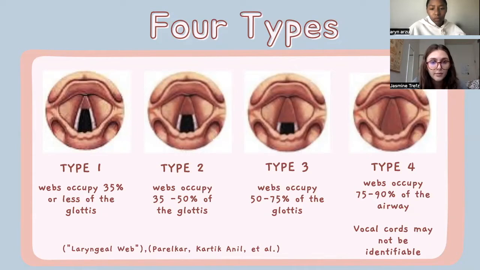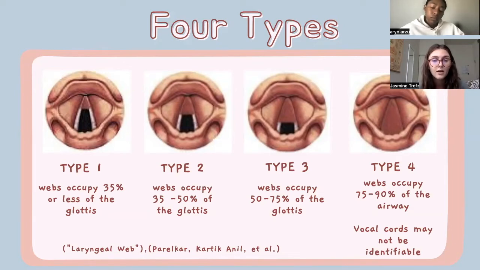Moving on to a type 3 laryngeal case. These webs involve 50 to 75% of the glottis, and these are usually thicker anteriorly and thinner posteriorly. These patients will most likely have subglottic extension as well.